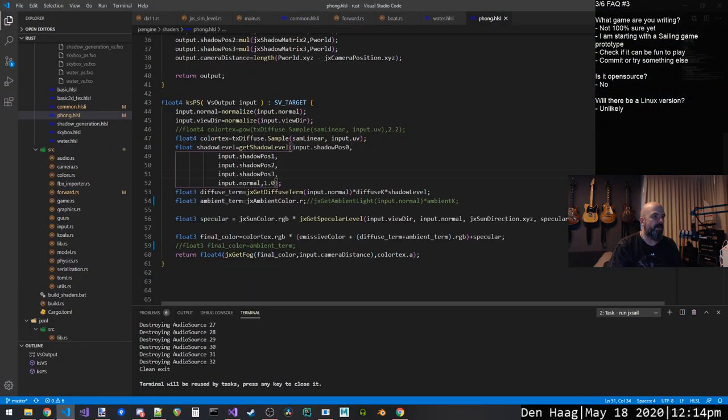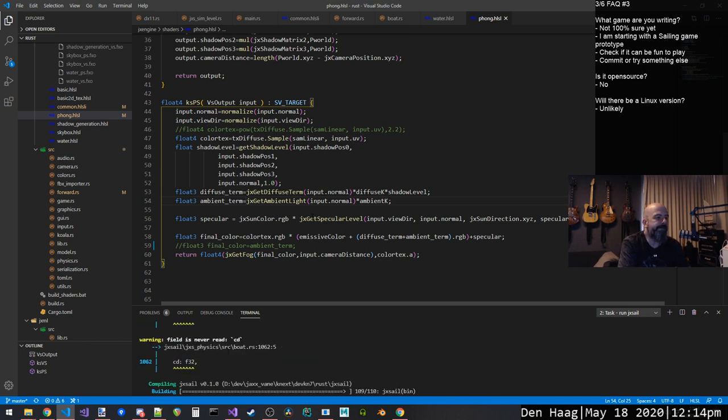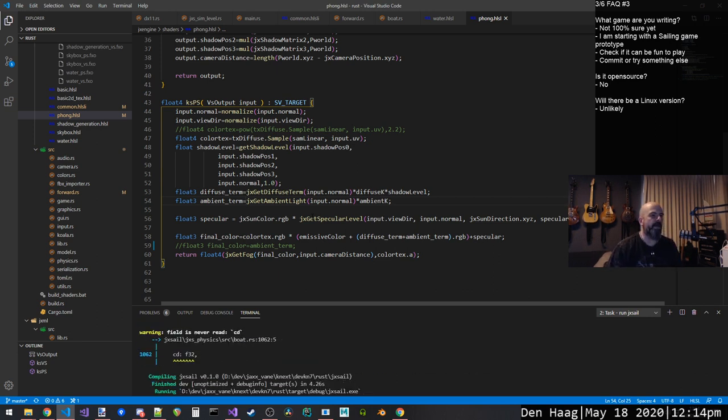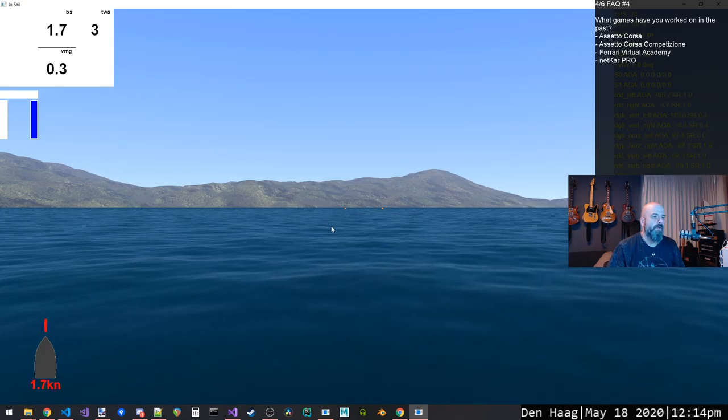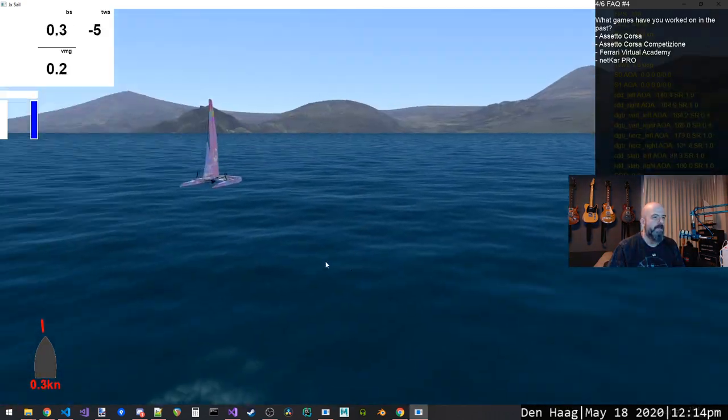Let's re-enable the GI. I call it GI. Oh, it's a trick. It's a cheap trick. But if you have a skybox or a cube map where you can grab your colors, this is a super cheap way to get a much better image.